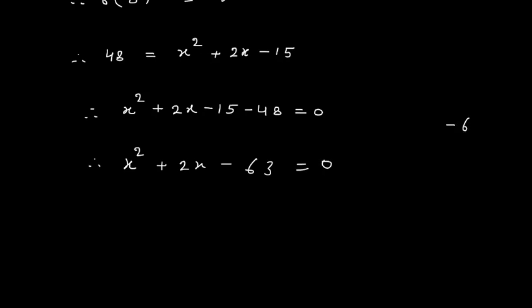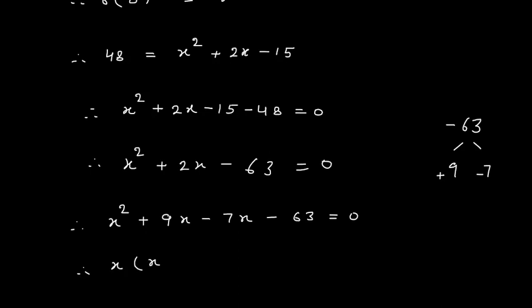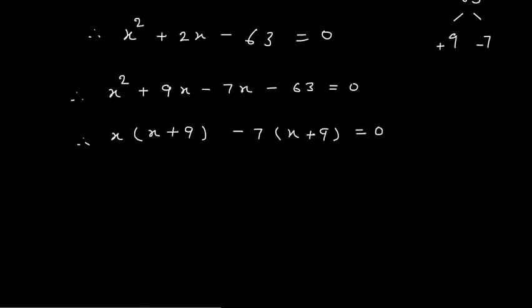So now we have to find two factors of this minus 63. 9 sevens are 63, yes, 9 and 7. So we take plus 9 and minus 7. So therefore we say that x square plus 9x minus 7x minus 63 is equal to 0. So here you can take x common, so you have x plus 9, then you have minus 7, you can take x plus 9 common, and your answer will be 0.